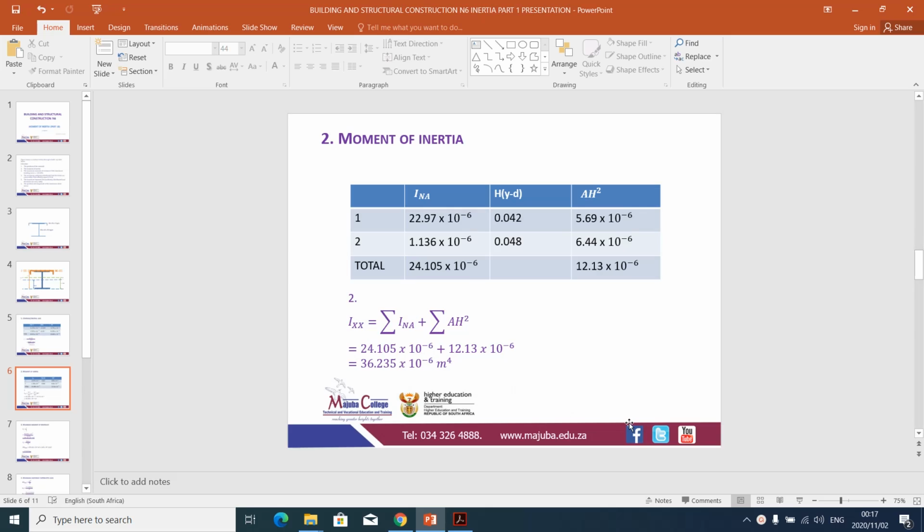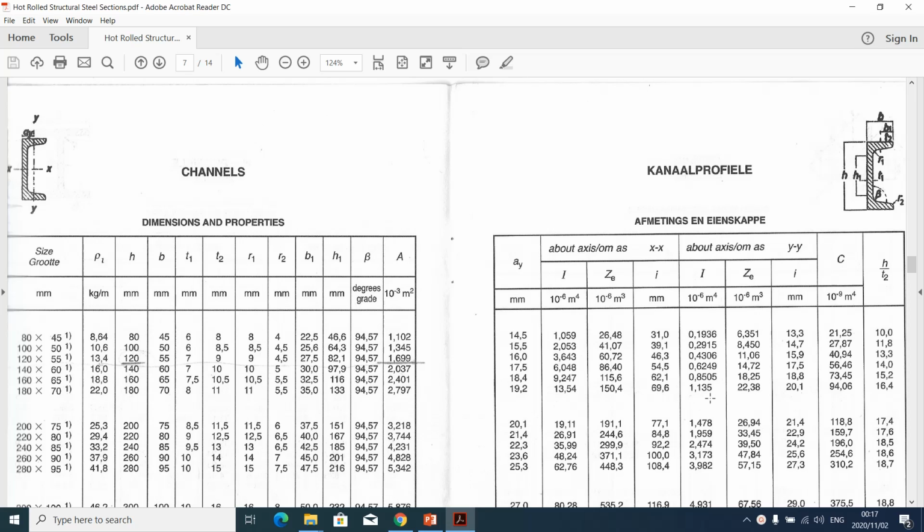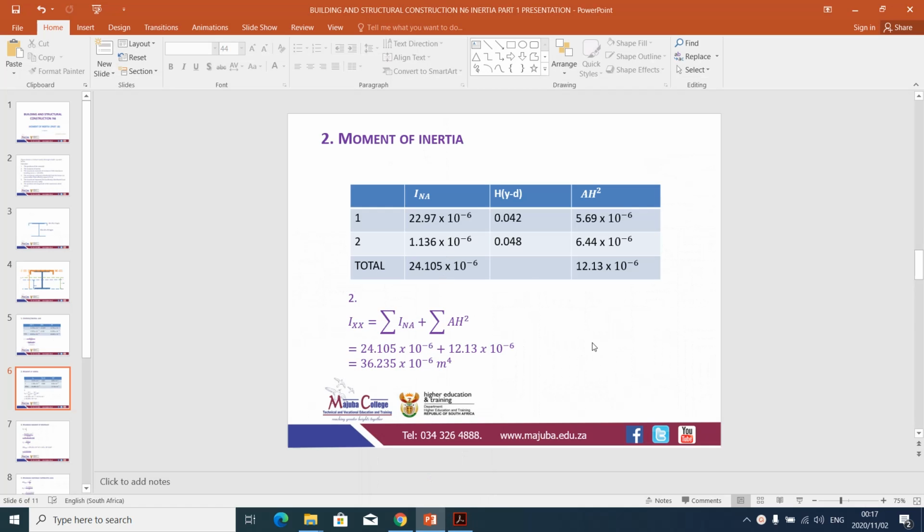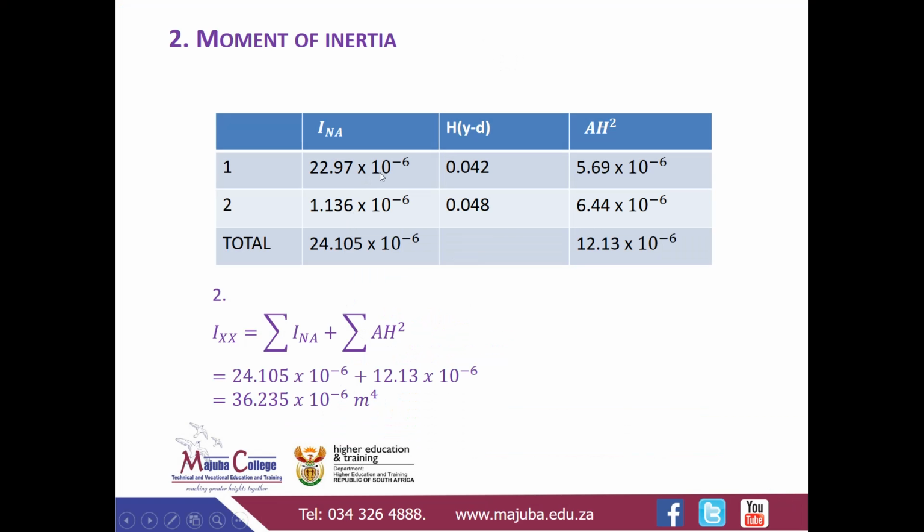So now it is here. Can you see? So now that you have located your inertias, very easy. You just add them, and then you get 24.105 multiplied by 10 to the power minus 6. And then you have to locate your H distances.